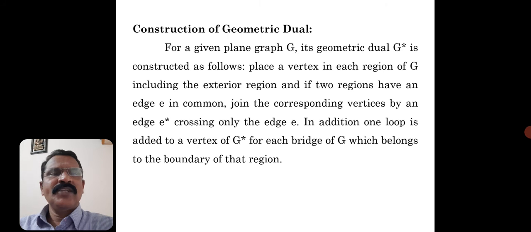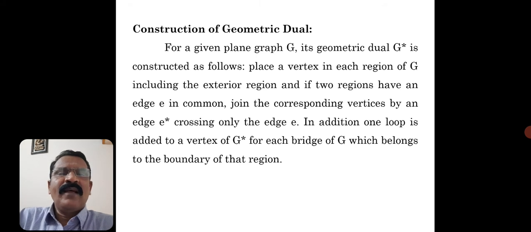Now how to construct a geometrical dual, that we have already discussed in detail, but again we need to recapitulate, because we need the dual of a graph, because the face coloring of a plane graph is nothing but the vertex coloring of its dual. As I said already, for a given plane graph G, its geometrical dual G star is constructed as follows. Place a vertex in each region of G, including the exterior region. So in each face of a plane graph, you have to insert one vertex.